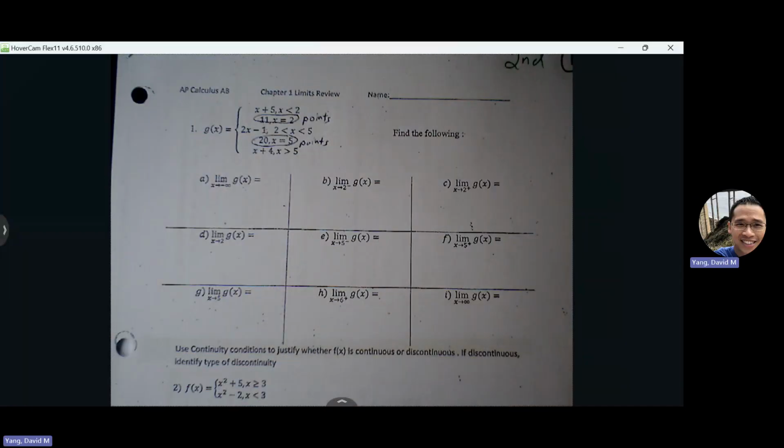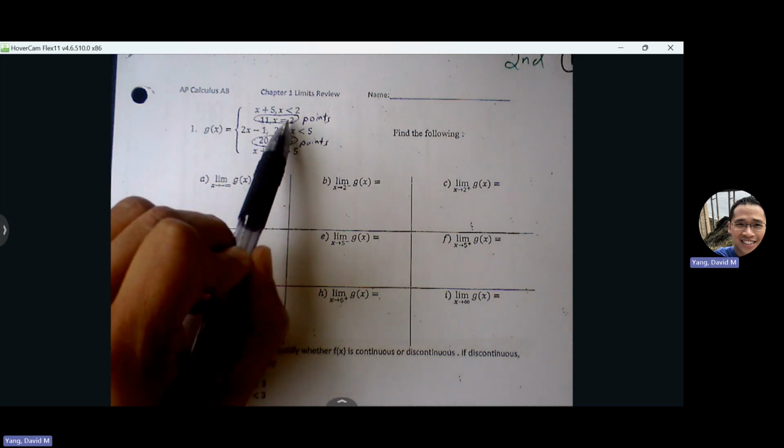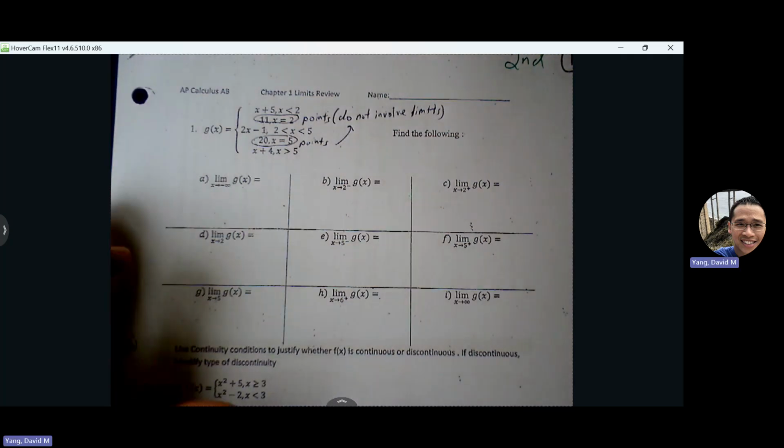And I also want us to understand that limits do not follow points. Limits follow the connected parts of graph. It doesn't look at points. So anytime you're evaluating a limit, you may be tempted to want to look at the 2 and 5 because there's approaching 2, there's approaching 5, but we don't want to involve limits when we're dealing with points. So keep that in mind.